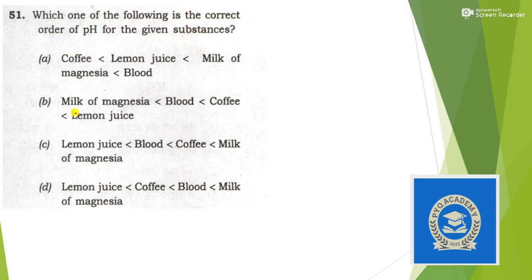You are confirmed about these two statements that yes, lemon juice will have the least pH, and milk of magnesia, since it is basic, will have the highest. Now you have doubt between blood and coffee.